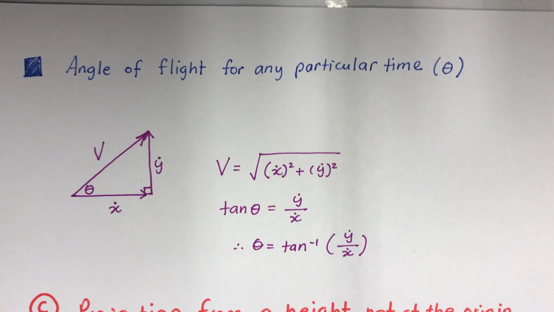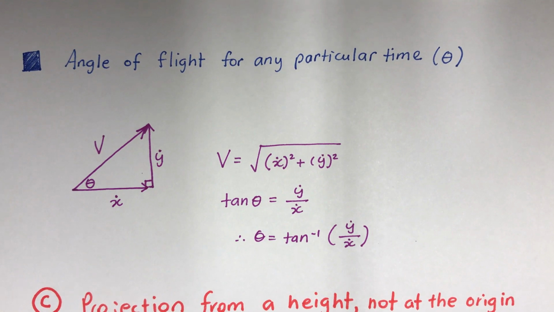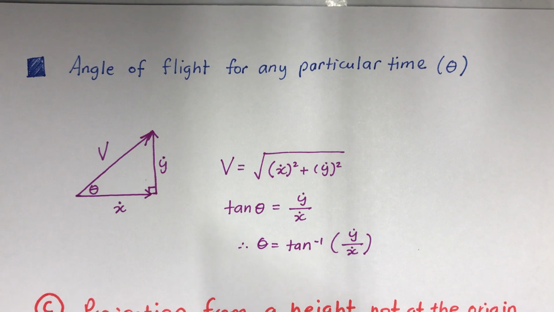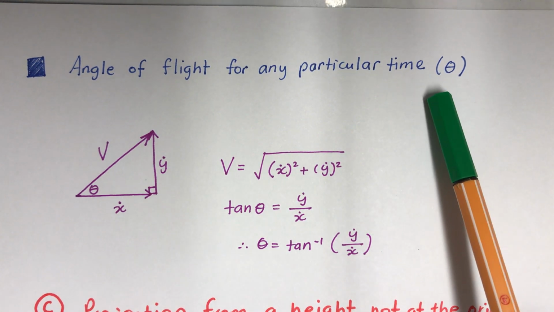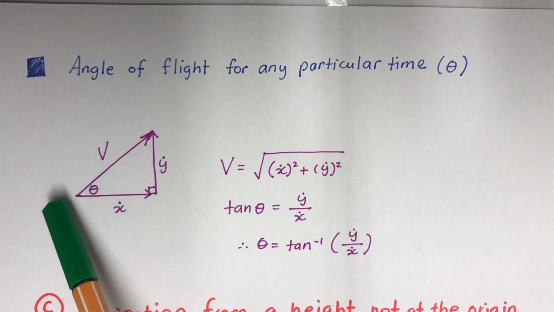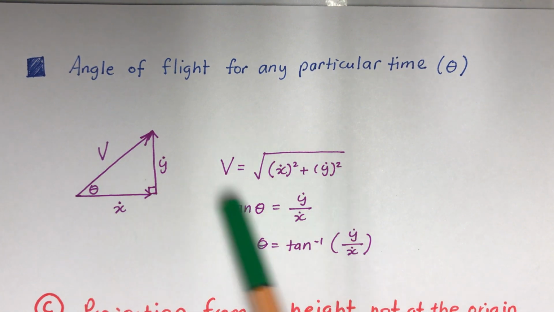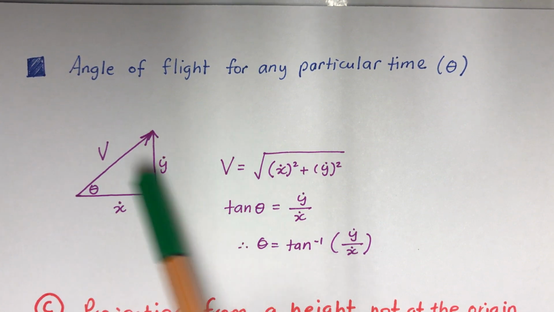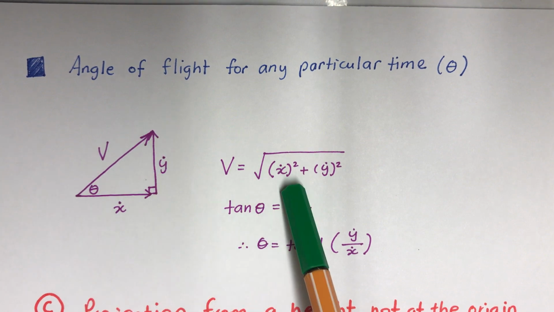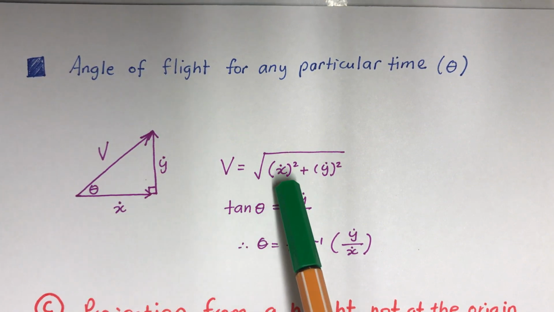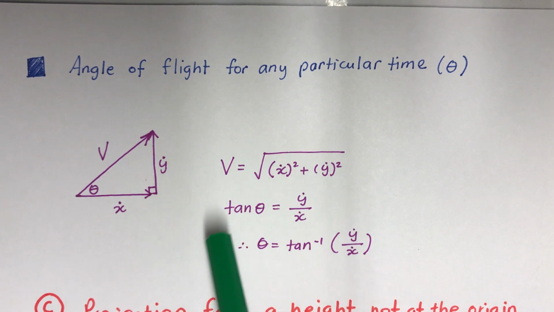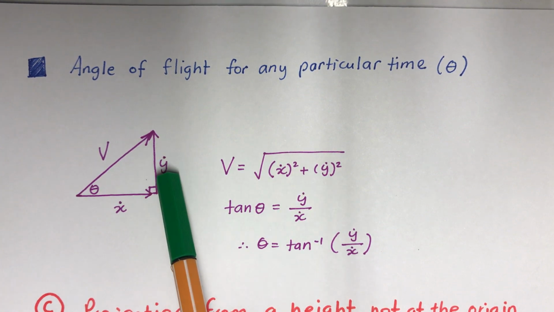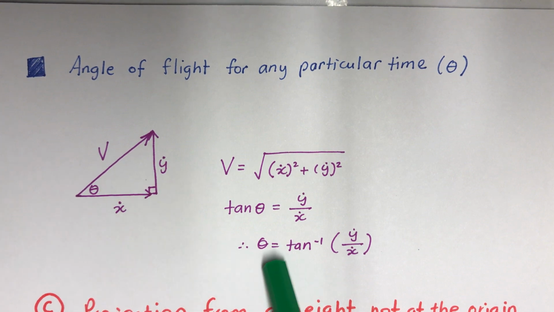The angle of flight for any particular time, the angle was theta. Before you find the angle of flight, the initial velocity v is the total velocity. You can use Pythagoras' theorem to find v. Now tan theta equals y dot over x dot, and then theta equals inverse tan of y dot over x dot, and that's how you find theta.